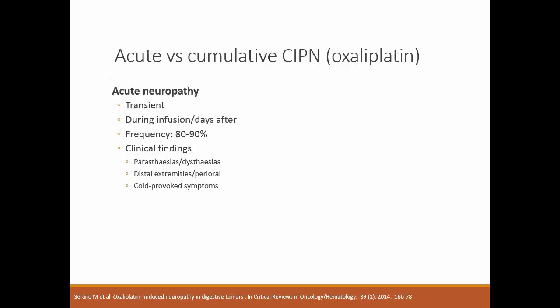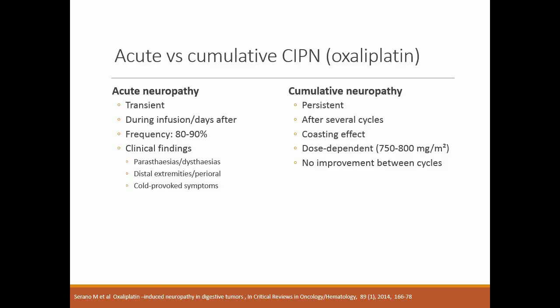So to move on to differences between acute and cumulative CIPN. Acute tends to be episodic. It starts during the infusion and lasts for days after. Its frequency is about 80-90% within people who are taking it, and the clinical findings are dysesthesias and paresthesias in the distal extremities, but also perioral, and in the case of oxaliplatin, cold-provoked symptoms, because the chief ion channel that's provoked is the TRPM8. Now, if we look at cumulative, it's more persistent, and the more cycles of chemotherapy you get, the more persistent it becomes, and the less likely it is to go away between chemotherapy cycles.